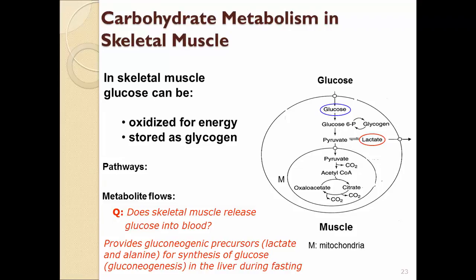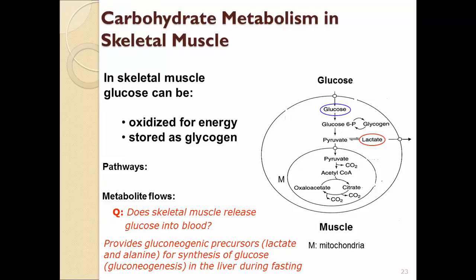But skeletal muscle actually contributes to gluconeogenesis during the fasting condition by providing the gluconeogenic precursors like lactate, we just talked about it, right? And also alanine, because here we're just talking about glucose, so we haven't mentioned the protein metabolism.